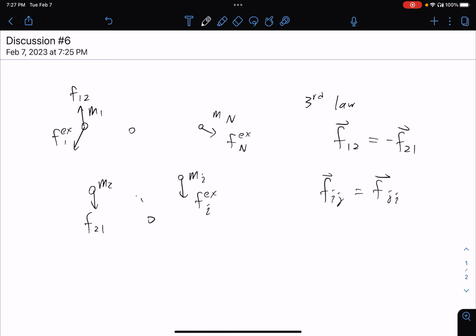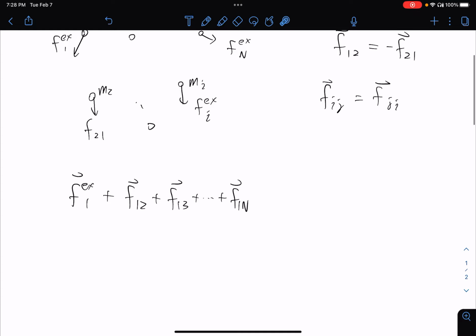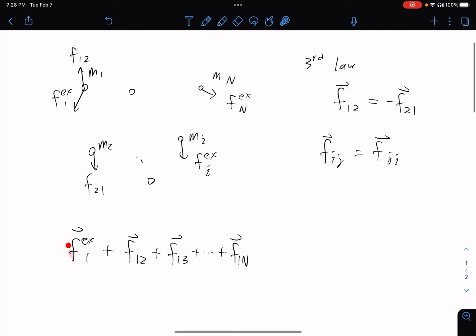Now, when we analyze this system, we can write down Newton's second law for each point. So the total force on mass point number 1 will be the external force on mass point 1 plus F12 plus F13 until the last mass point, which is F1n acting on mass point 1. All these forces are acting on mass point 1, and this will equal the mass of mass point 1 times its acceleration.